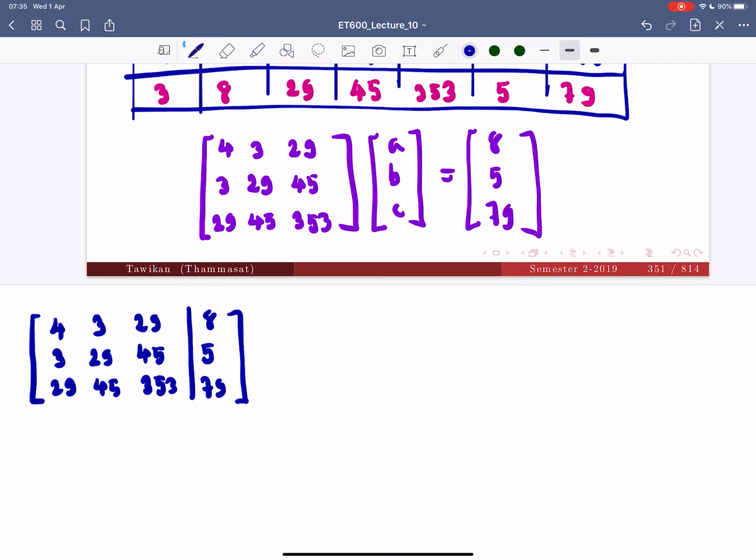I'm going to create the leading one by dividing the first row by 4. Divide the first row by 4. Then my first row will be changed to 1, 3 over 4, 29 over 4, and then 2. The other two rows remain the same.